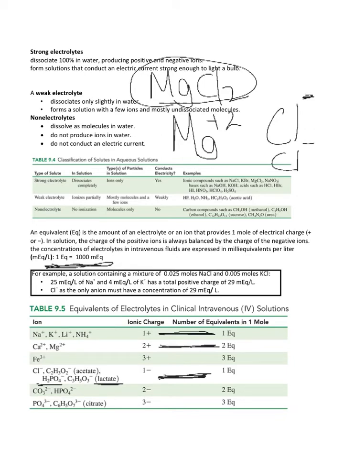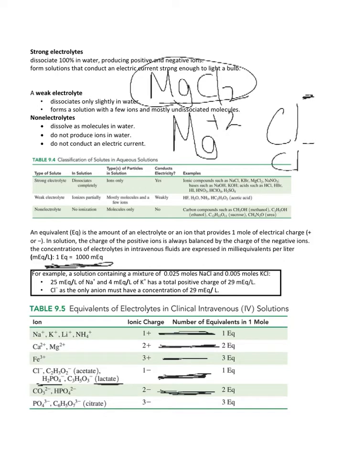Anything with a 2 minus charge would also have 2 equivalents in 1 mole, right? For example, the carbonate, hydrogen phosphate, 3 plus. Iron forms a charge of 3 plus. Another good example would be chromium. Chromium can form an ion with a 3 plus. Aluminum can form an ion with 3 plus. Anything with a charge of 3 plus would have 3 equivalents in 1 mole.